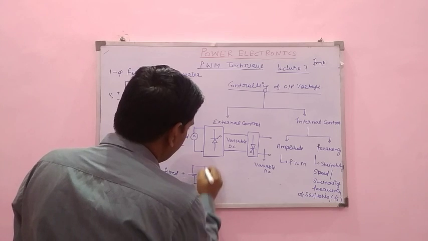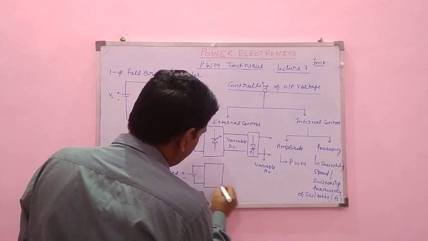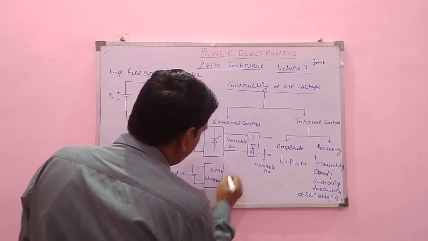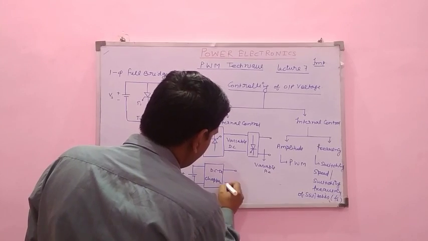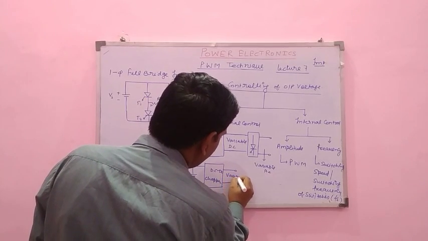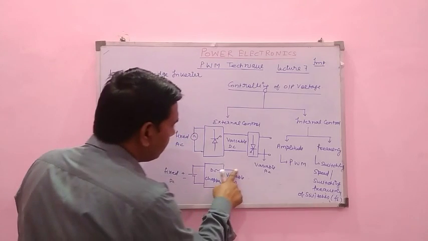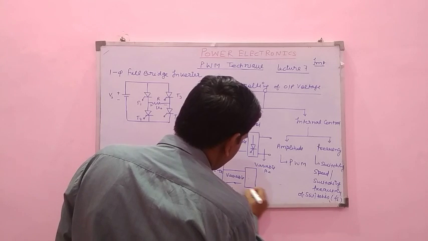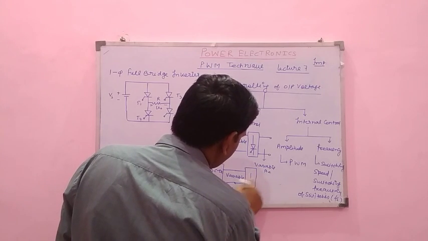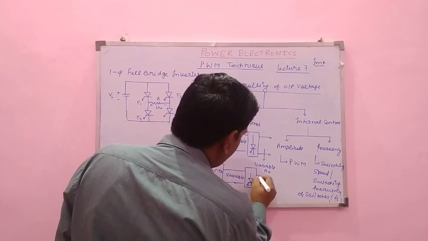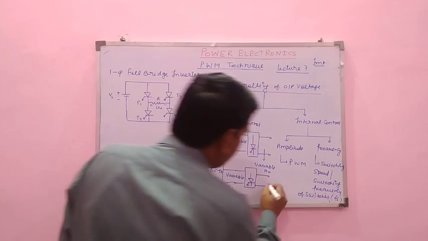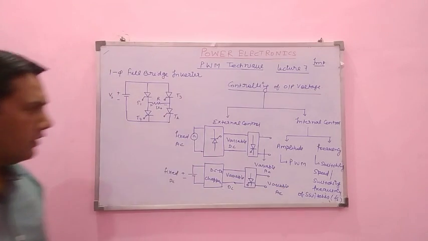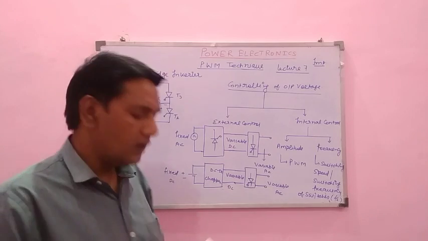This DC is first applied to a chopper circuit. This is a DC to DC chopper. Here we will get the variable DC. This is variable DC. This variable DC is given to the inverter. Here this is the inverter, so the output of the inverter will be variable AC. So these are the two circuits that are used for external control of output voltage.